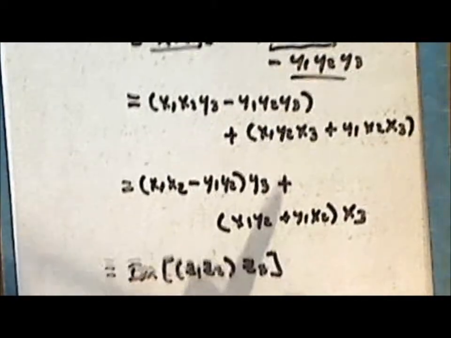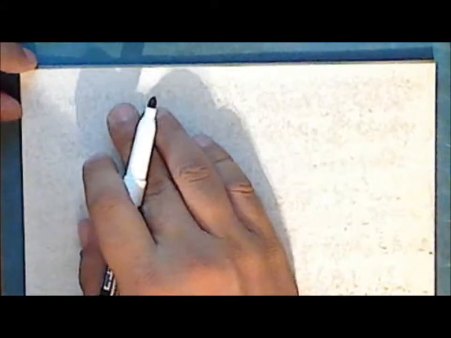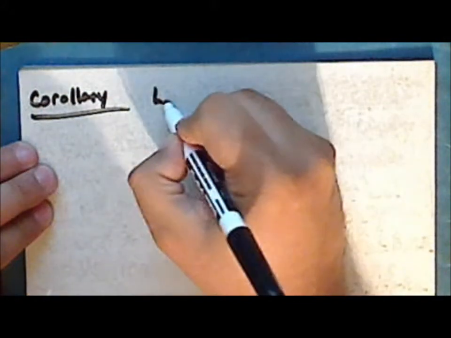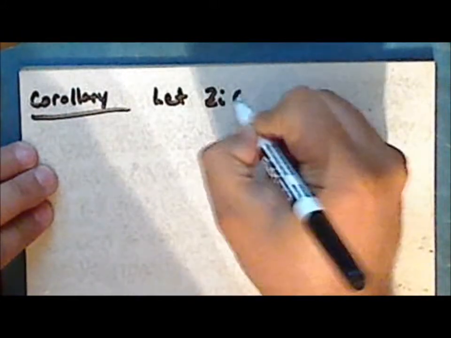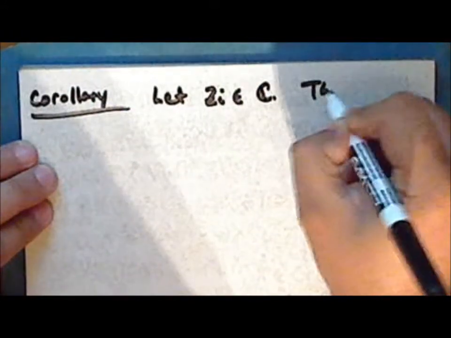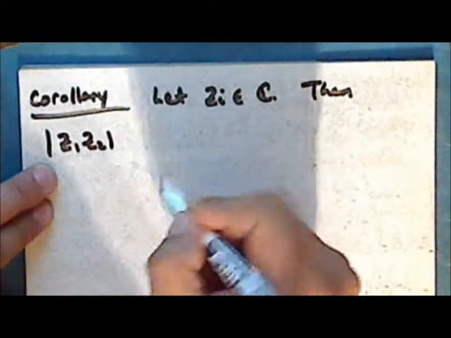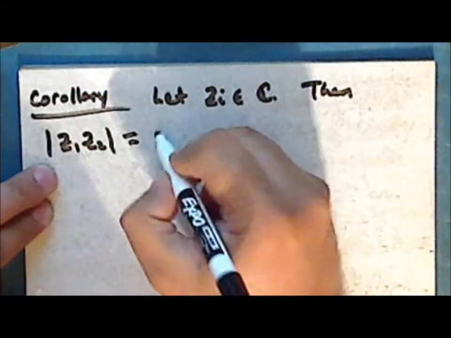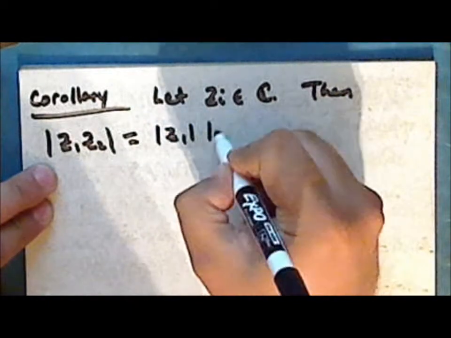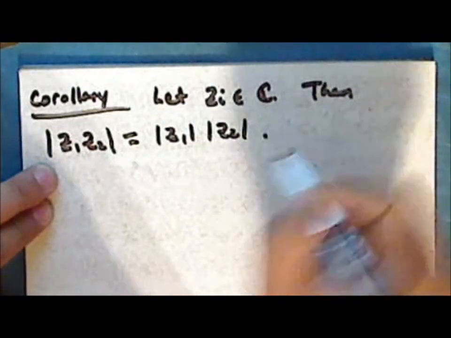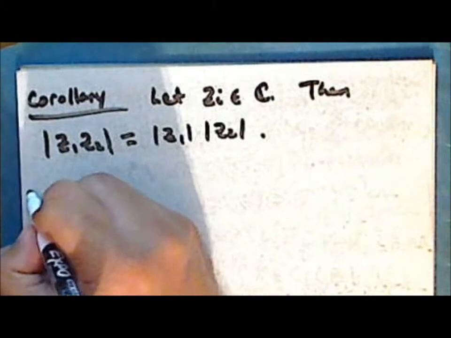All right? So as a corollary of several of the results we have developed, we will look at the modulus of a product. So corollary, let z sub i be a complex number, then the modulus of the product of z1, z2 is the product of the moduli of z1 and z2. All right, so proof.